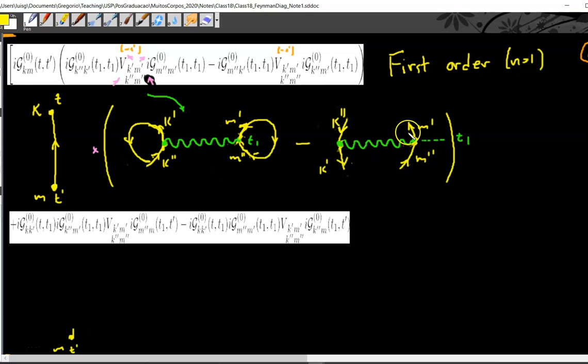Okay, having said that, let's try to draw this diagram now. So I have a propagation that goes from m prime to k prime, so I have to start and end at the same time, same horizontal line. To do this one, I would have to go from m prime and end at k double prime, it would be something like this. And this one, I would start from k prime and end at m double prime, also at the same time, would be something like that.